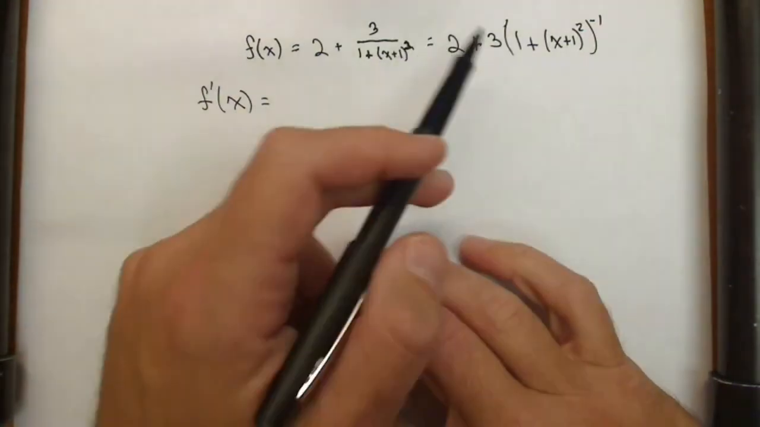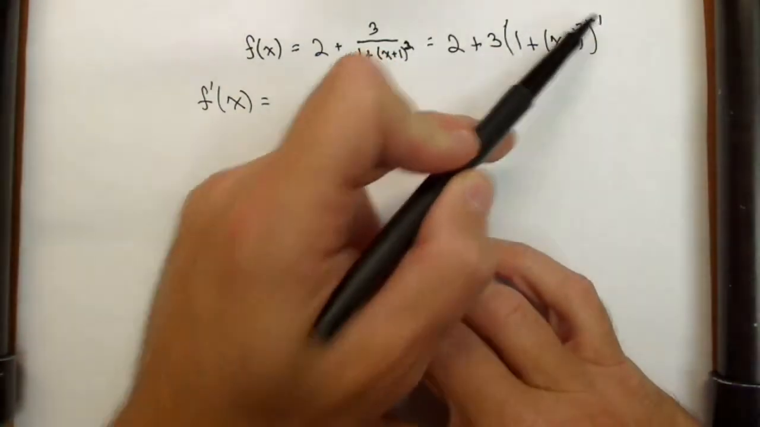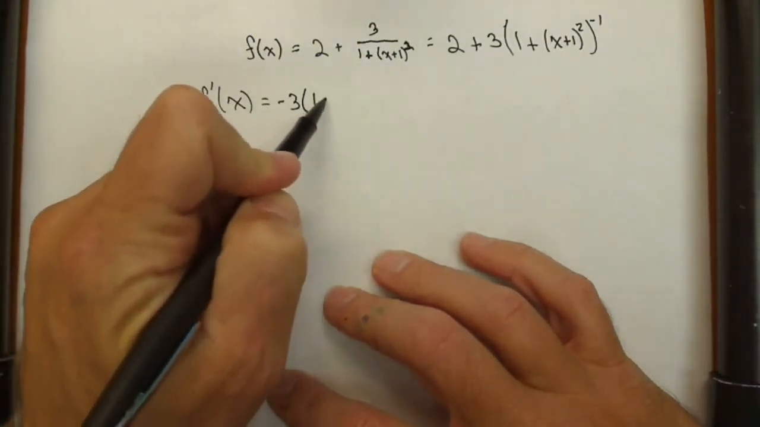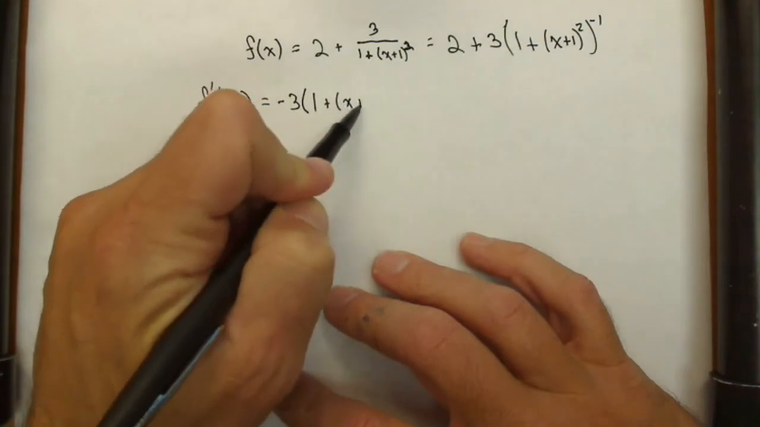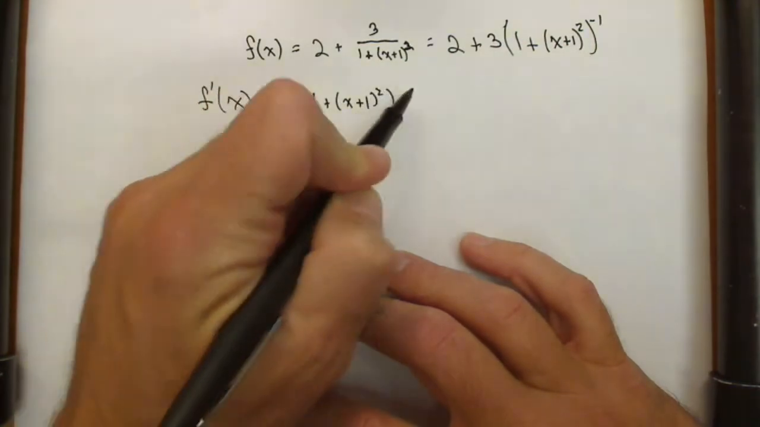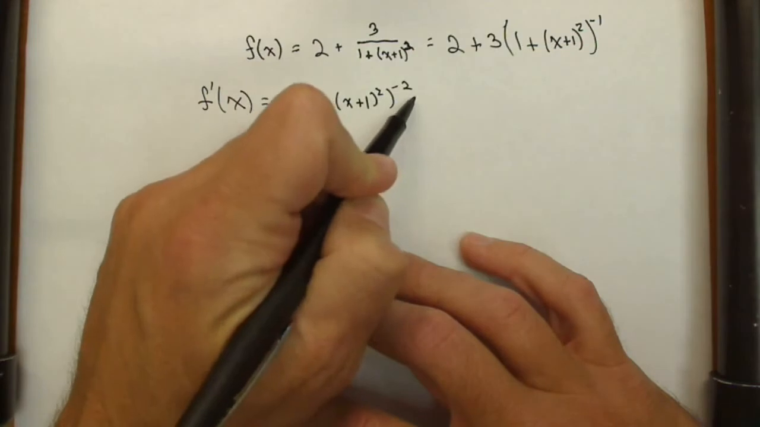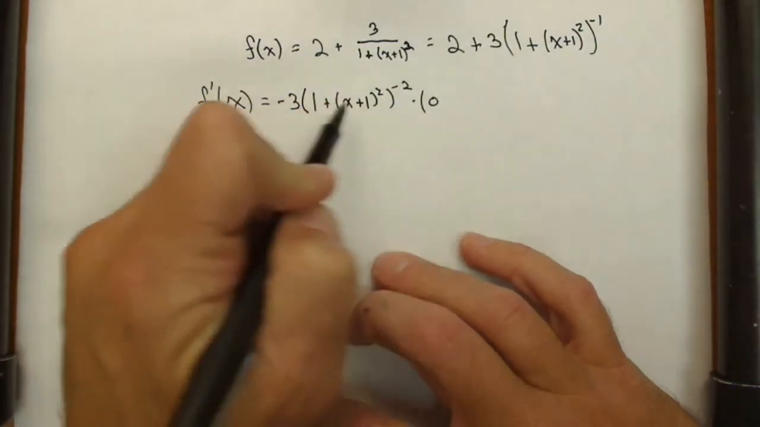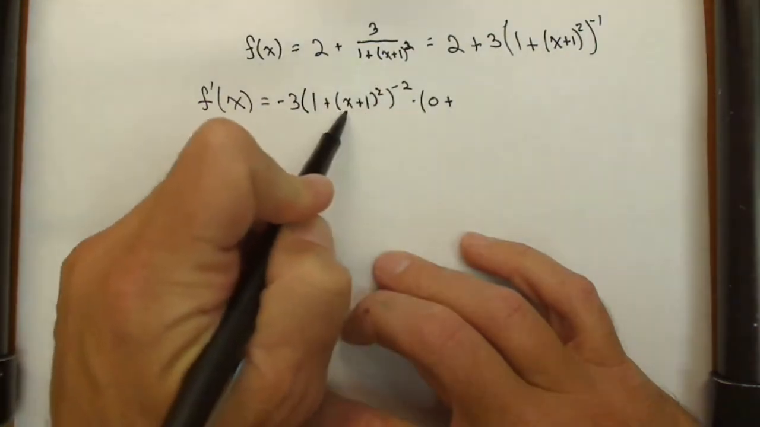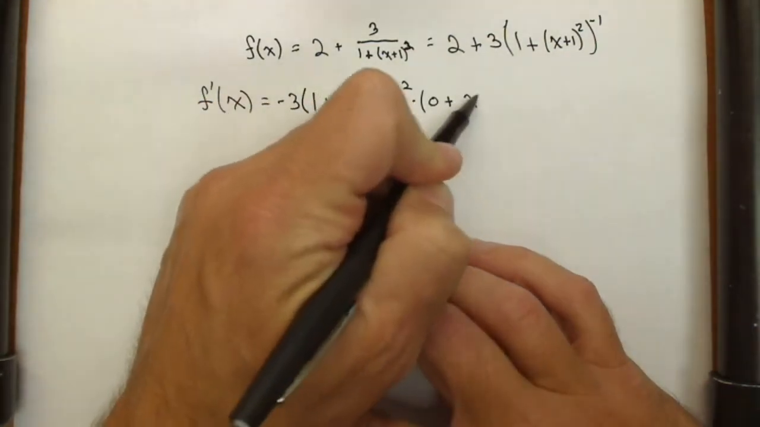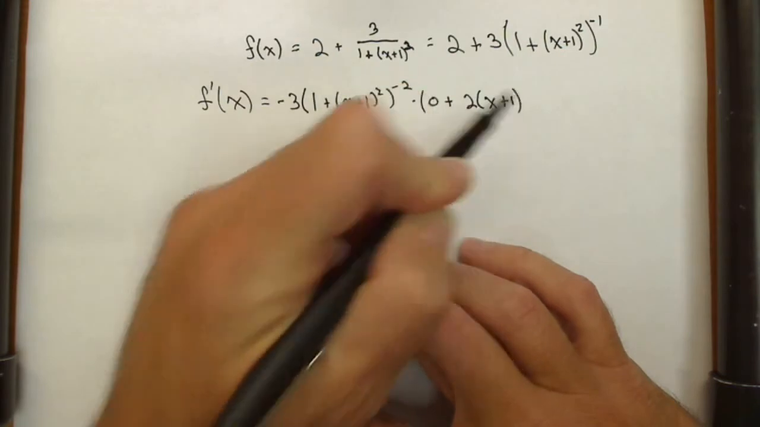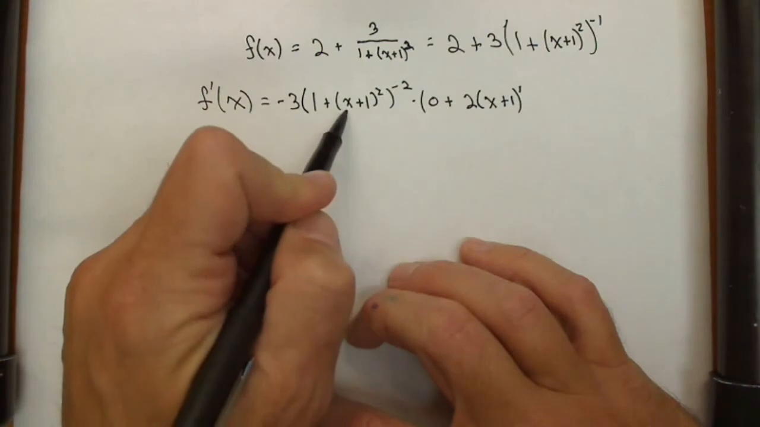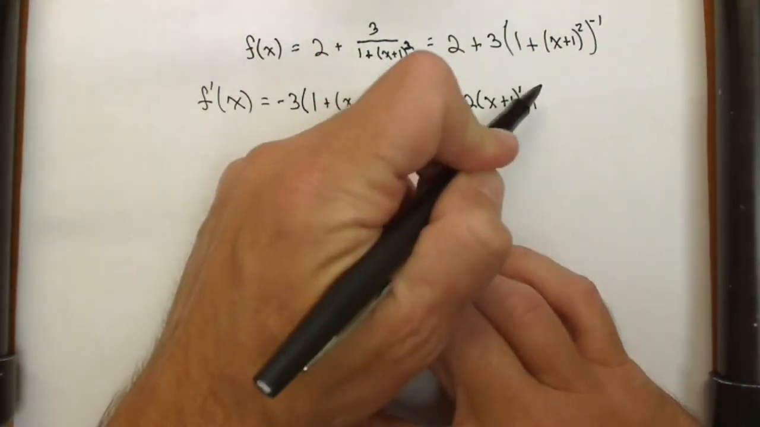Derivative of 2 is 0. Now the derivative of this, I'm going to do the derivative of the outside first. The negative 1 gets multiplied by the 3. Leave the inside alone, so everything in those parentheses is going to stay the same. Decrease the power by 1. Now times the derivative of the inside. Derivative of 1 is 0, plus, now the derivative of this part here, pull the 2 down in front: 2 times x plus 1. Decrease the power by 1, so to the first, times the derivative of the inside, which is just times 1.